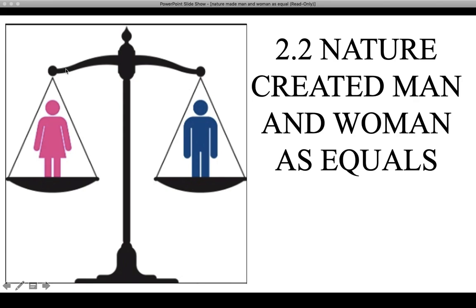Good morning, dear students. We will begin with a new lesson from Unit 2, Chapter 2, Nature created man and woman as equals. Now, the title itself conveys the message of the lesson. We need to realize that this topic is a very important one to make you realize that there is no difference in the capabilities and qualities of men and women. This lesson brings out the message beautifully.